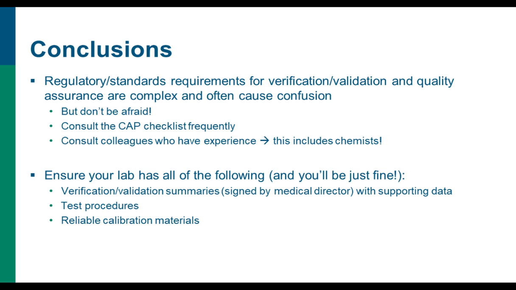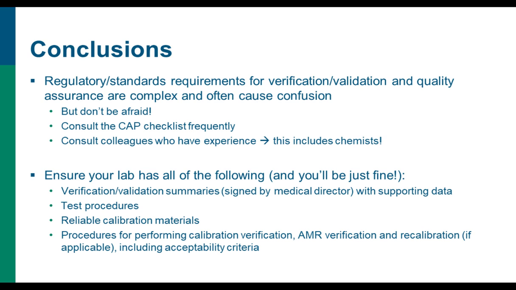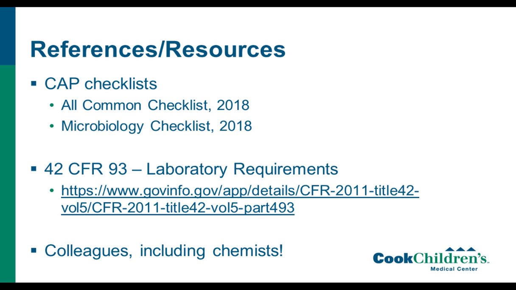Make sure you have reliable calibration materials to minimize variation and minimize QC failures. And make sure that you have a procedure, either in your specific test procedure or a specific procedure, for how you're going to perform calibration verification, AMR verification if necessary, and recalibration. Make sure you have what samples or what calibration panel you're using, what the acceptability criteria are for that, and what you're going to do if it fails. That's one of the big things: CAP doesn't specify the acceptability criteria, but you must have them and you must develop them as a lab. So if you have all that, you'll be just fine. It's not as hard as it seems. Once you get going, it gets a little easier.